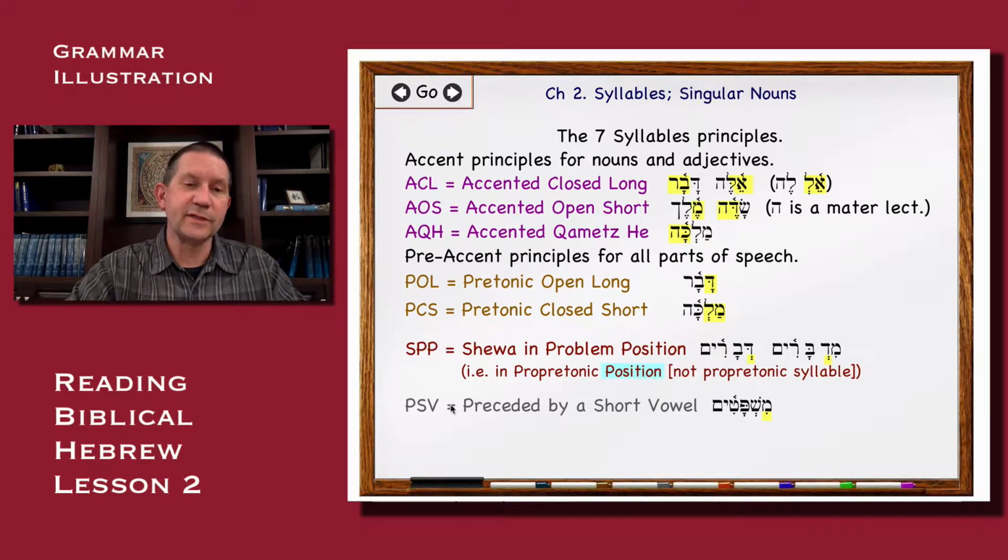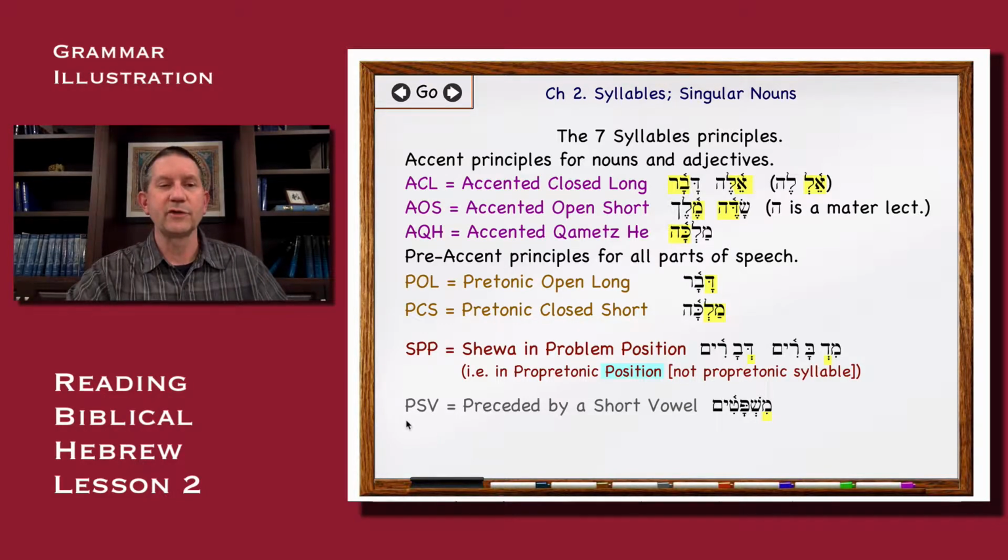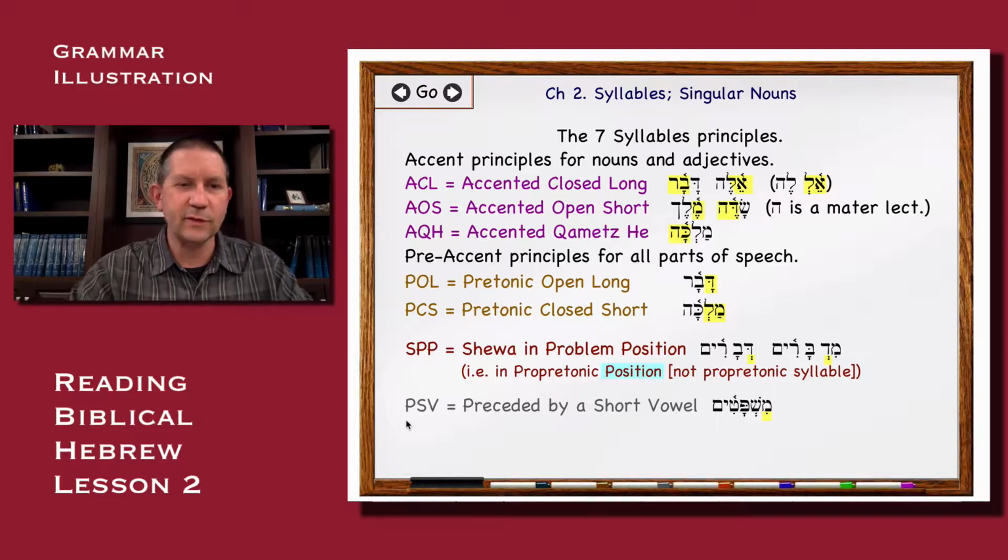So we need to know these 7 syllable principles really, really well. It's one of those know-it-like-the-back-of-your-hand sorts of things. Accented closed long, accented open short, accented comates hey, those rule the noun world. Pretonic open long, pretonic closed short, shava in problem position or propretonic position, and if something is in front of that, then it's preceded by a short vowel, and those rule all the parts of speech for the entire language community.